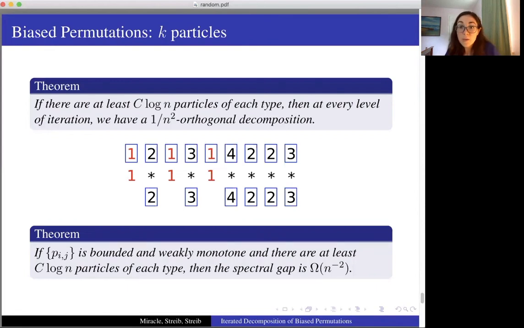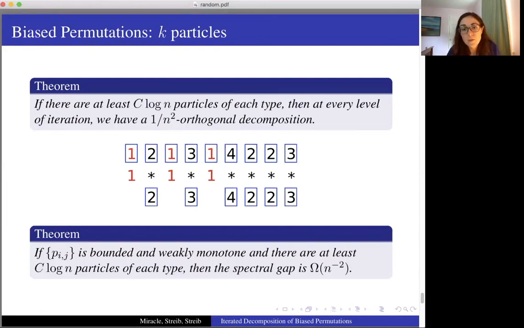Okay, so now we can use our new theorem to analyze the permutations problem. We show that as long as there are at least a logarithmic number of particles of each type, then the decomposition is 1 over n squared orthogonal at each level of the iteration. So we do need this extra condition that there are enough particles of each type, but then we can show that the chains are independent enough that we can iteratively apply decomposition, and we apply it order n times, and we still get a bound on the order of 1 over n squared, which is optimal up to constants.